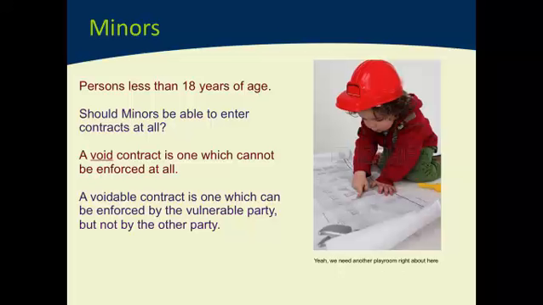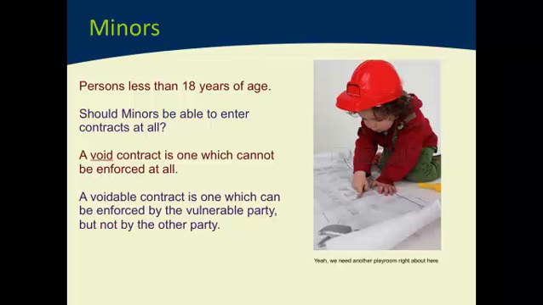The minor, on the other hand, if they should mow my lawn and I should fail to pay them, they could choose to enforce the contract. So in other words, the party who's in the vulnerable position gets to decide whether the contract is going to be enforceable or not. So the contract is not void, it's voidable. They can make it void. Okay, the vulnerable party can decide that the contract is going to be void.